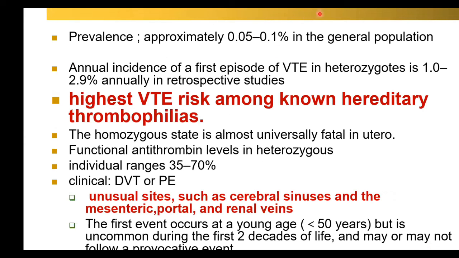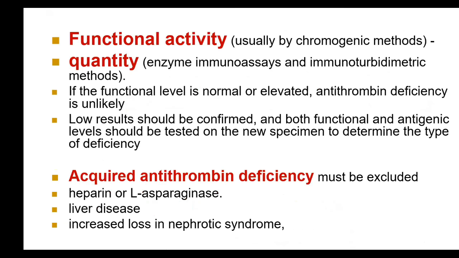Then next is antithrombin 3 deficiency. This is the worst kind of inherited thrombophilia because it confers the highest risk of developing a thrombosis, and homozygous status is universally fatal in utero. So we mostly get the heterozygous state, and this presents with thrombosis in unusual sites. APLA is one thing, PNH is another one, and antithrombin 3 is the third one, which you should consider when you get thrombosis in unusual sites, and in young people with thrombosis, especially unprovoked.